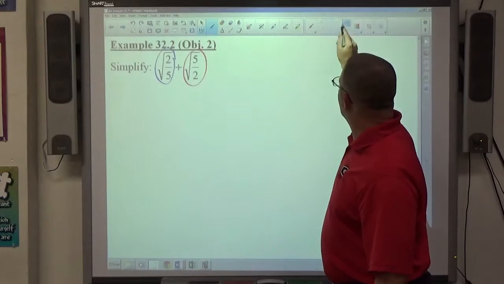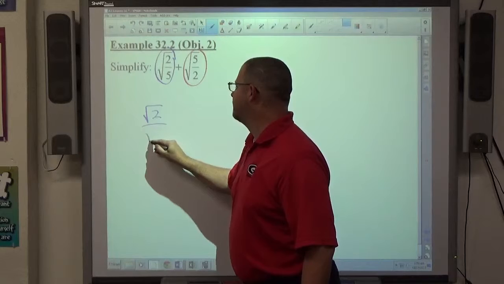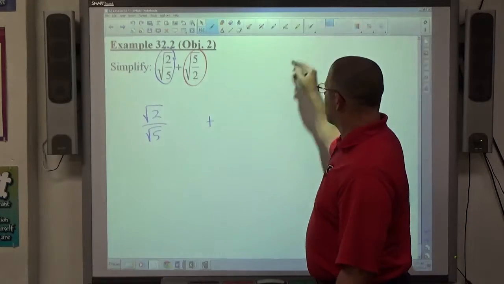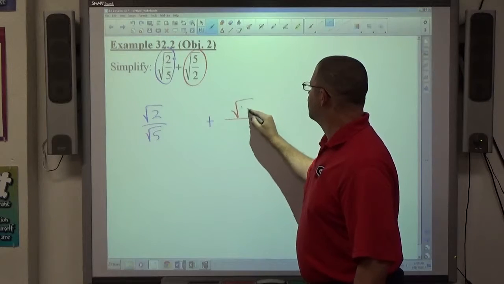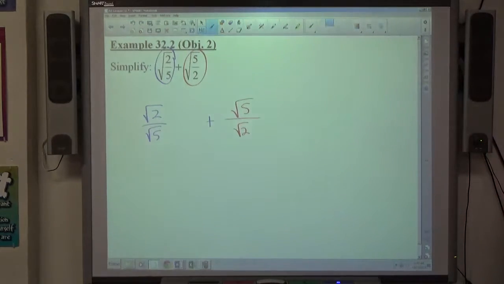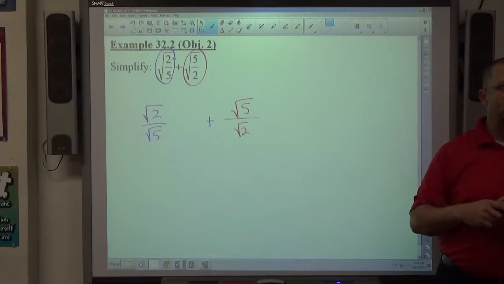If I take a look at the blue one, what I like to do on these problems is this. I'm going to do the square root of 2 over the square root of 5, and I'm going to leave myself a gap, and then I'm going to put the square root of 5 over the square root of 2. Okay? I'm leaving a gap with the intention that I've got to multiply top and bottom by the same thing. I'm leaving some space for that to happen.